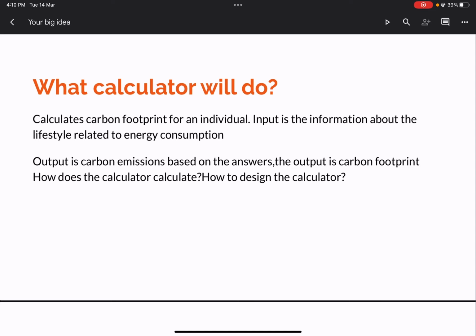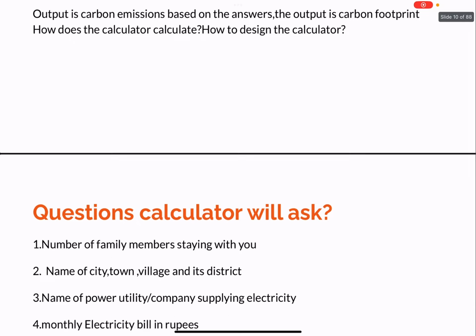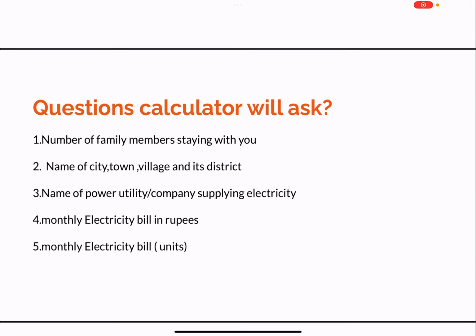Okay, so the output would be the carbon footprint based on the answers which the calculator receives for the questions being asked. Okay, and how the calculator calculates, that we'll see later. How to design the calculator would also be discussed later. So what questions will the calculator ask?